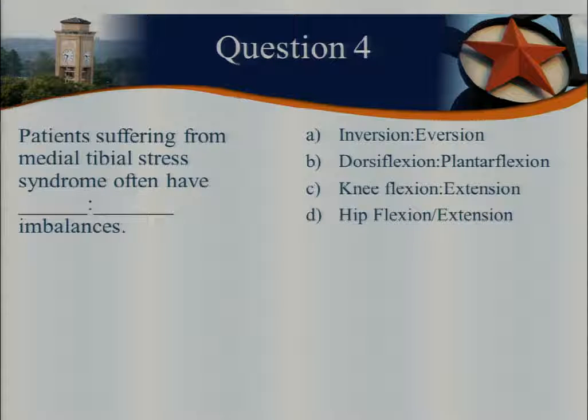Kind of gave this one away a little bit, but patients suffering from medial tibial stress syndrome often have imbalance of which two motions? So hip flexion and extension, decreased hip flexion, yes, that's a predisposing factor, but we really didn't say anything about extension. Knee flexion and extension, we didn't talk about that one either. Dorsiflexion and plantar flexion, surprisingly, that one didn't really come up in the research, but inversion-eversion was the imbalance that was the most consistent with those medial tibial stress syndrome patients.